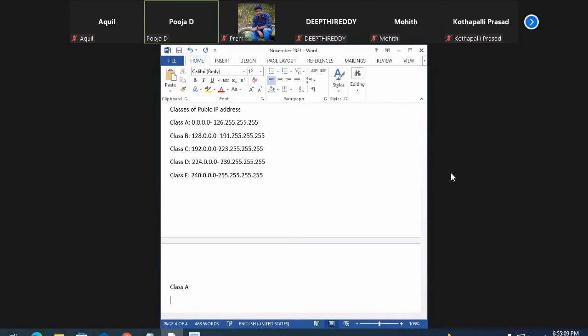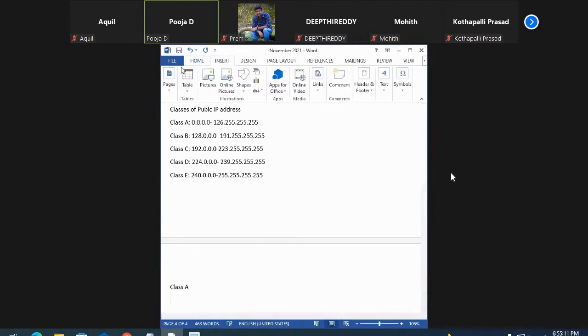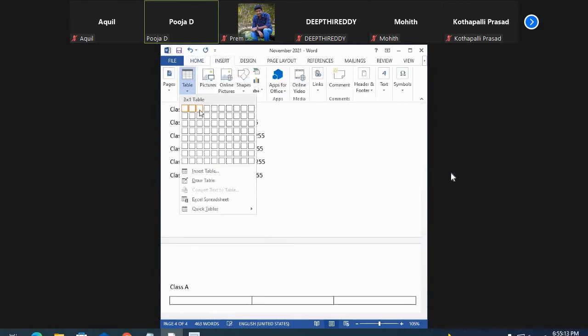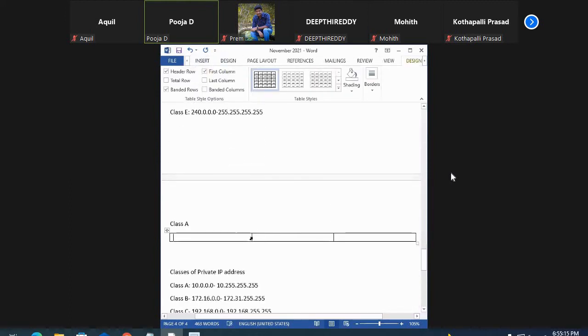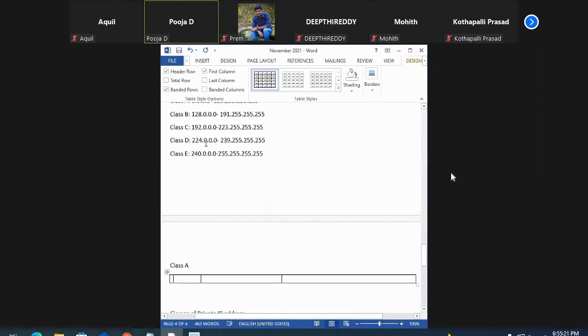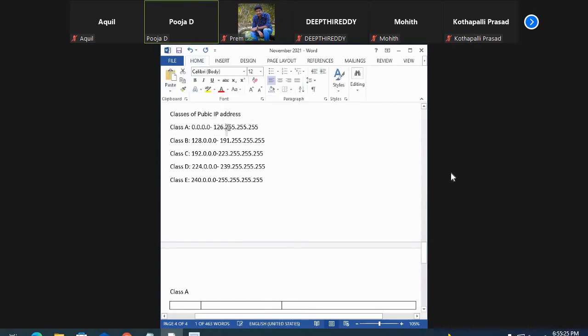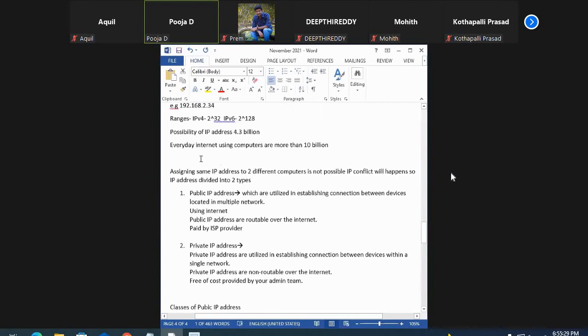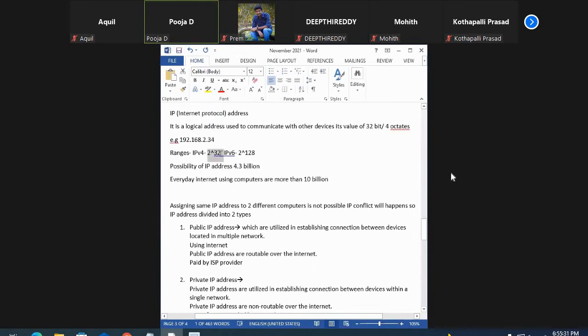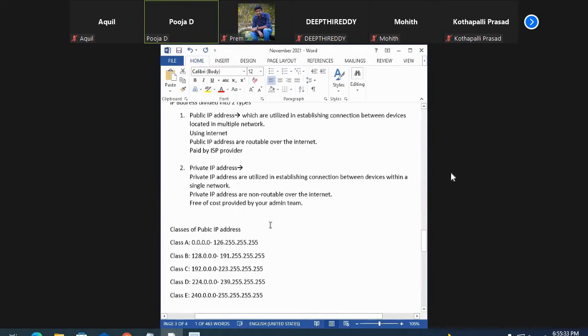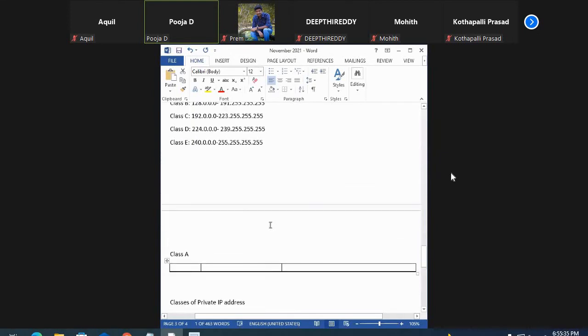Class A. Okay, just a second. In every class some leading bit will be there. Now you can see 8 bits are there, then 8 bit, 8 bit, 8 bit. Yesterday I told you it is 2 raised to 32, meaning 8, 8, 8, 8, right?